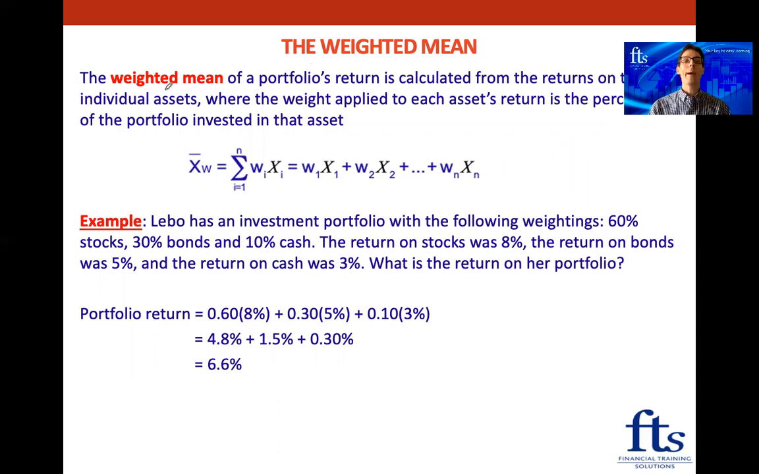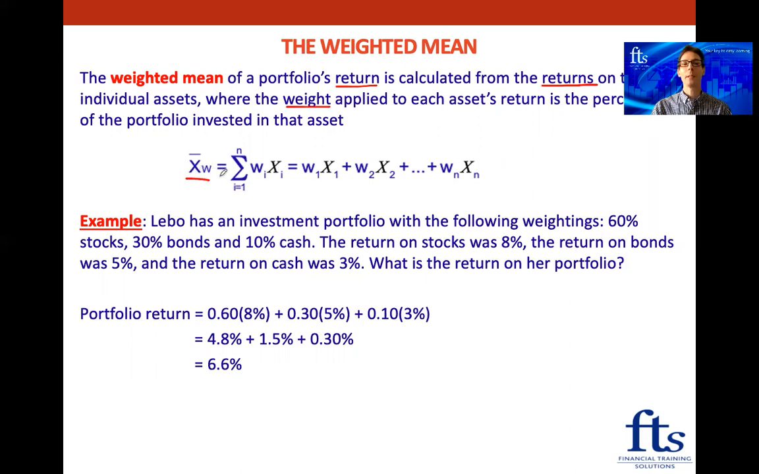So the weighted mean of a portfolio's return is calculated from the returns on the individual assets, where the weight applied to each asset's return is the percentage of the portfolio invested in that asset. So it sounds complicated, but it's not. So this is the symbol for weighted mean. The W is for weight there.